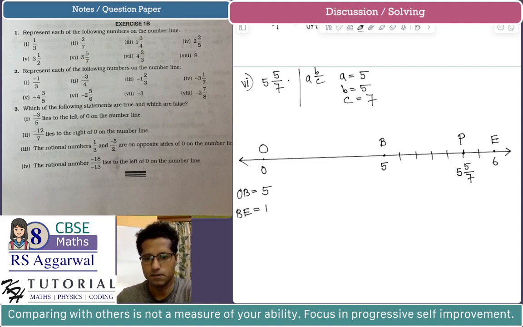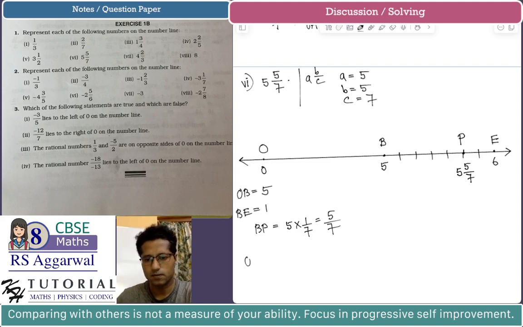Why? Because BP is 5 such equal parts, and the length of one equal part is 1 by 7. Why 1 by 7? Because BE was of unit length. BE is 1, and we divided BE into 7 equal parts. So one such equal part will be 1 by 7, and the point P is at a distance from B which is equal to 5 such equal parts. So that will be 5 into 1 by 7, which is equal to 5 by 7.